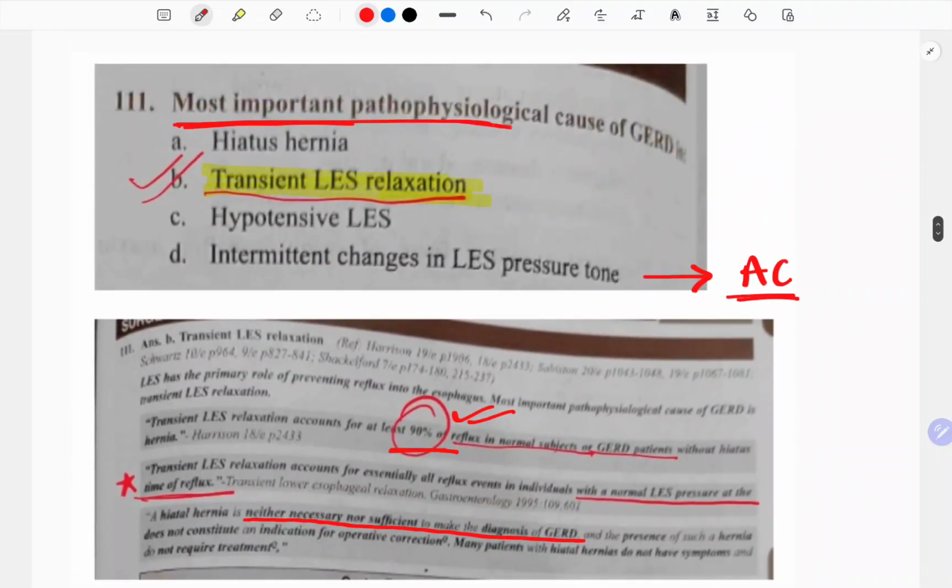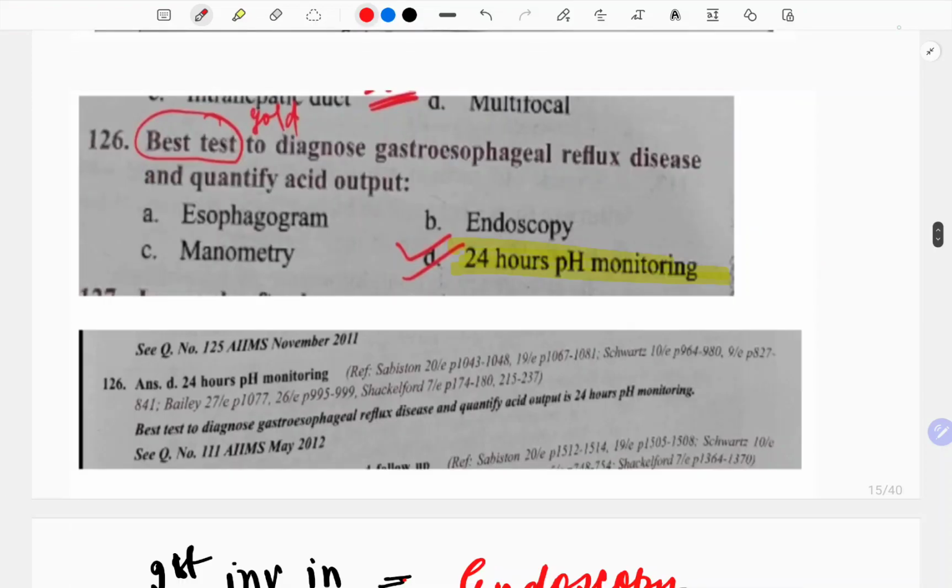First is the most important pathophysiological cause of GERD. See, the most important cause is transient lower esophageal sphincter relaxation, not hiatus hernia. This is confusing, and many people marked hiatus hernia when this question came in the INI-CET paper. So remember, this is the answer. Intermittent change in the LES pressure tone, unlike achalasia cardia. In the explanation, they have shown that 90% of the reflux occurs in normal subjects as well as GERD patients. And hiatus hernia is neither necessary nor sufficient to make the diagnosis of GERD.